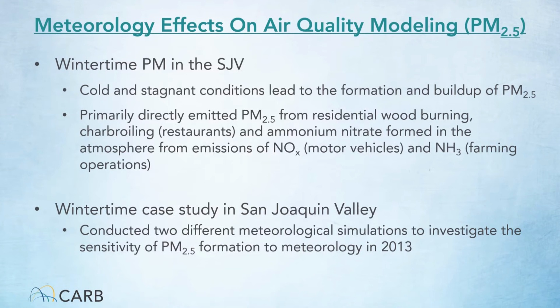Cold and stagnant conditions lead to formation and buildup of PM2.5, primarily directly emitted PM2.5 from residential wood burning, charbroiling in restaurants, and ammonium nitrate formation in the atmosphere from NOx emissions from motor vehicles and ammonia from farming operations. We also conducted a wintertime case study in San Joaquin Valley, where we will be showing two simulations that we carried out for 2013.